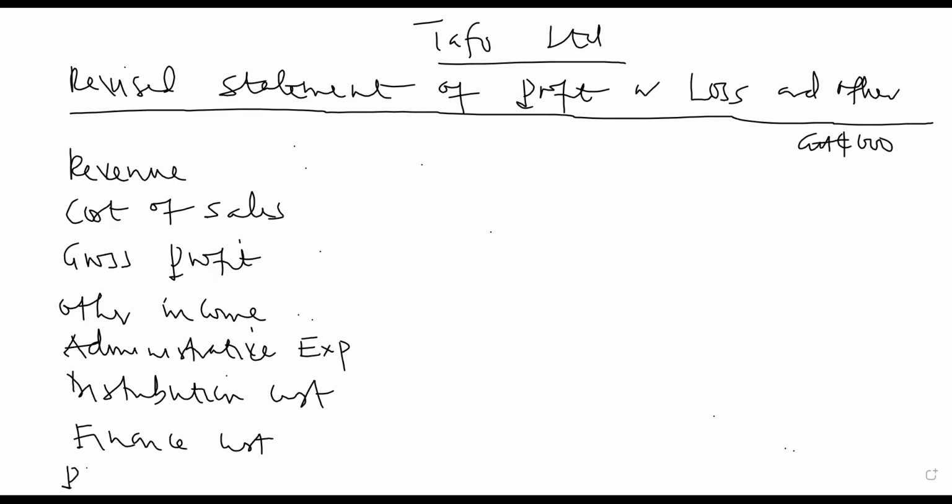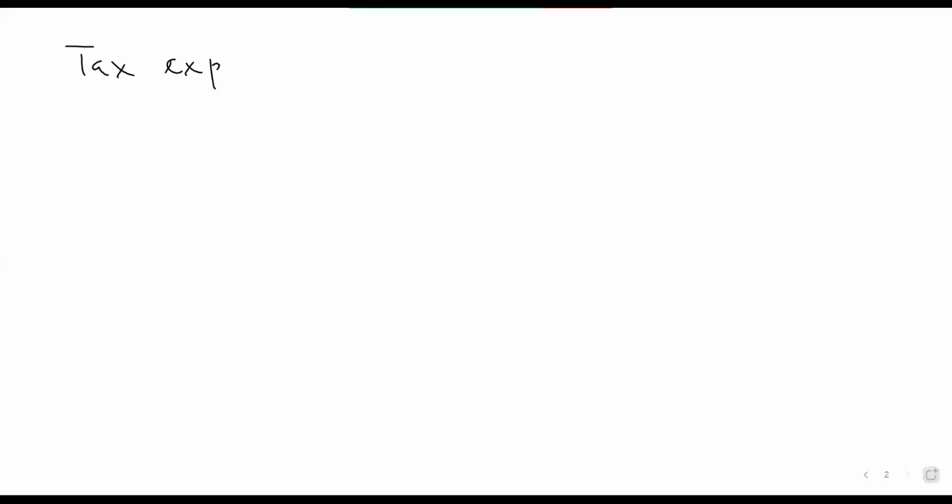Then you have profit before tax. Then you go to your tax expense. Then you have your profit for the year. Maybe you might be having other comprehensive income items, so you can leave a space. Then you now come down and start with your statement of financial position.